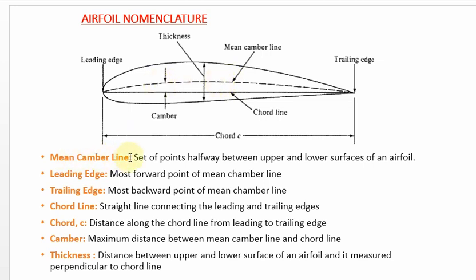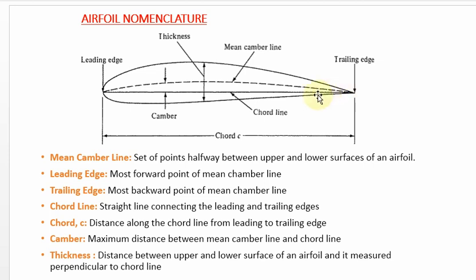So, the mean camber line. Then the second one, this point, is the leading edge. The leading edge is the most forward point of an aerofoil, or the most forward point of a mean camber line. Similarly, this is called the trailing edge. The most backward point of the aerofoil, or the most backward point of your mean camber line, is called the trailing edge.